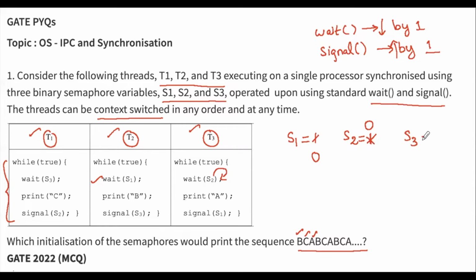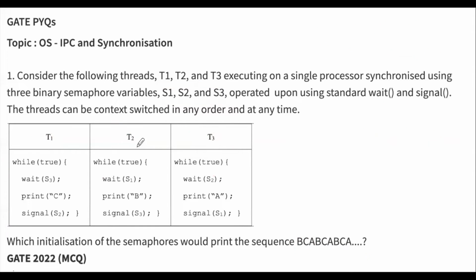Similarly, what happens if I keep the value of S3 as 1? Then initially the T1 thread can be executed, go inside, and print C in the sequence. To avoid that, I keep the value of S3 as 0. So the initial value of S1 must be 1, S2 must be 0, and S3 must be 0 to get the first three values of the sequence. We will see what happens to the rest.